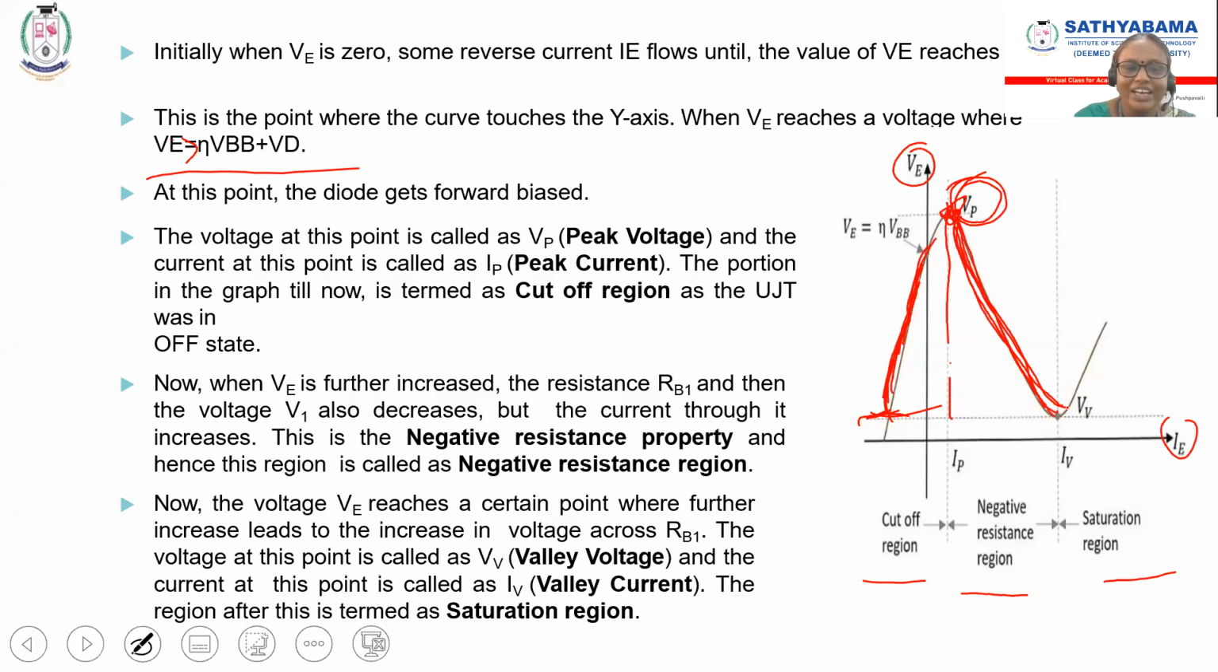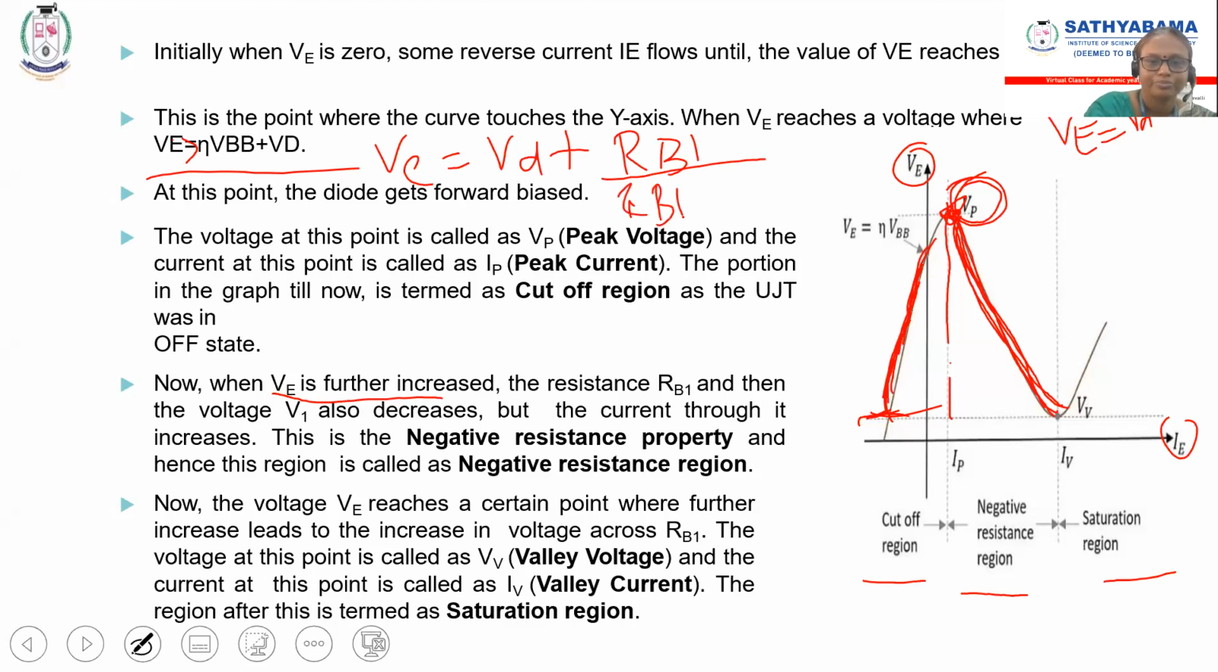So I reached my peak voltage and I am still increasing my VE. We all know the formula for VE. What is the formula for VE, ma? VE equals VD plus eta VBB. Eta means the intrinsic standoff ratio, which is RB1 by RB1 plus RB2, into VBB.